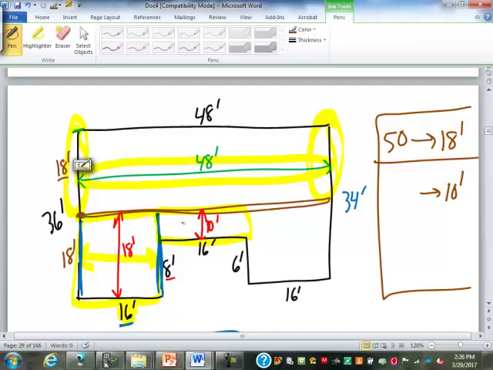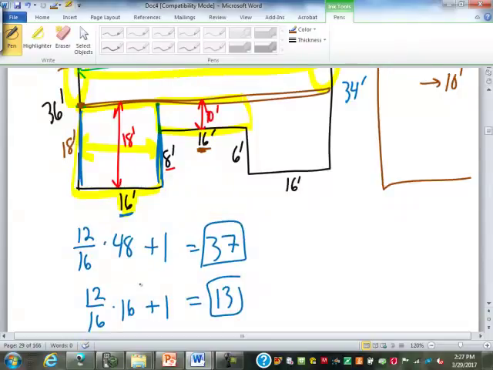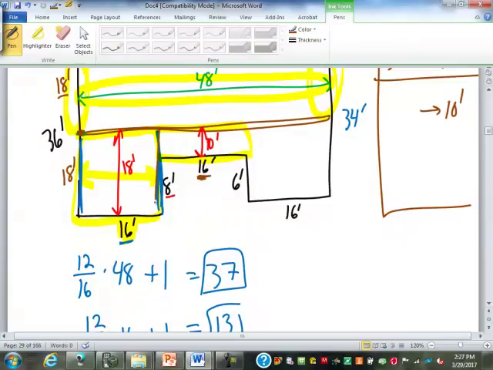So I need to figure out how many of those 10-foot joists I need. It is a 16-foot run across there. So that's going to be 12/16 times 16. Now here we already put a joist right here. We already have that one right there.